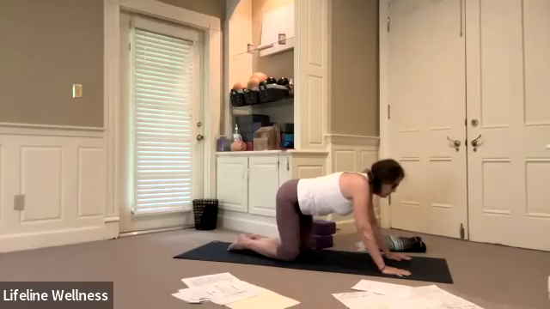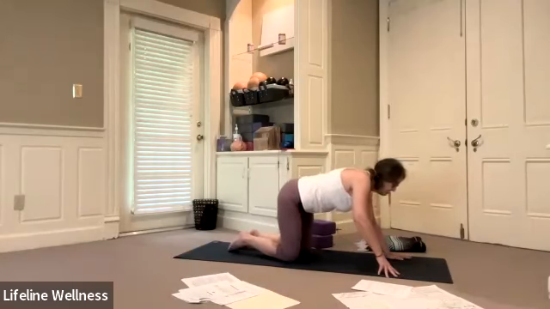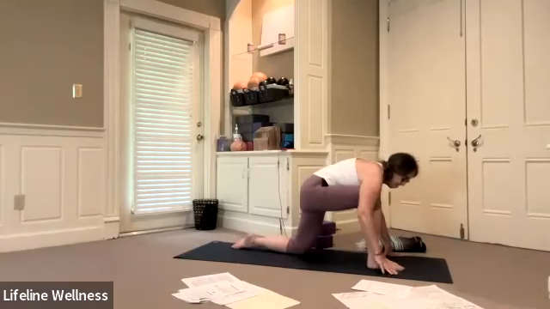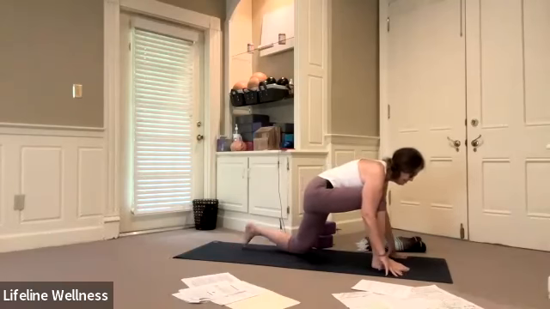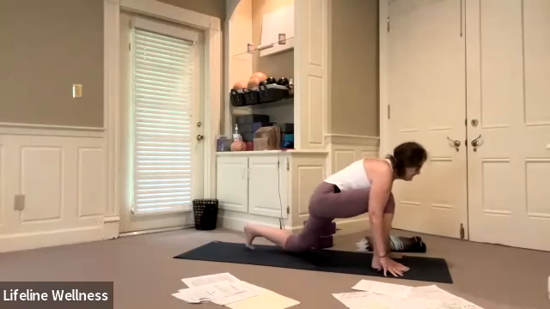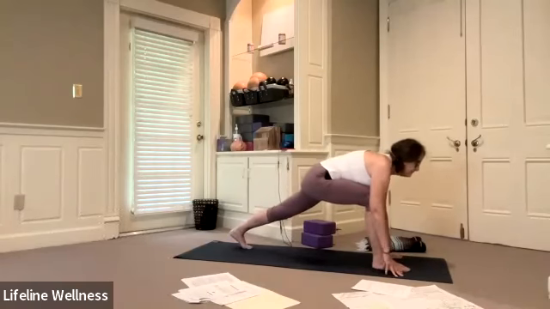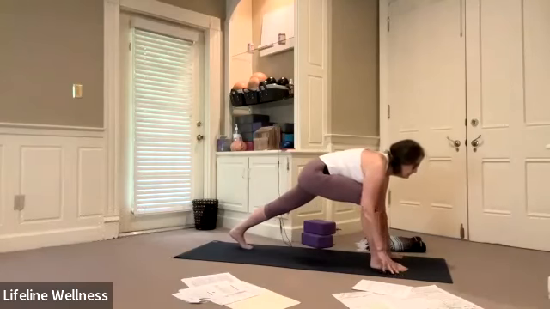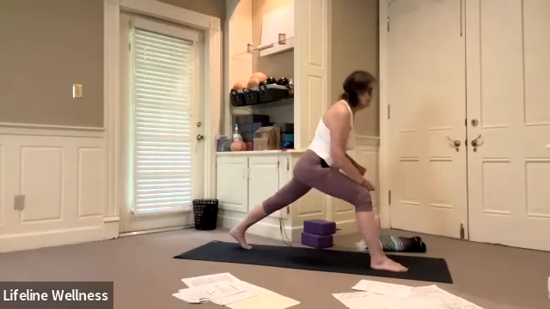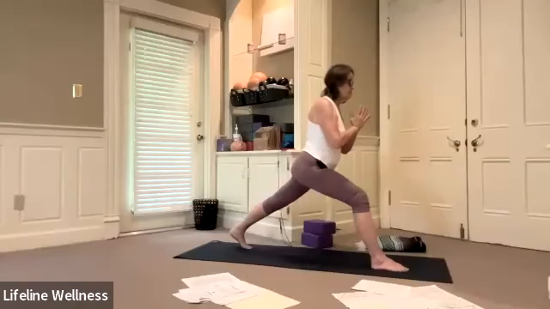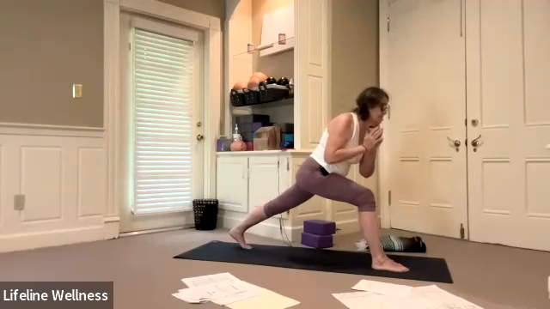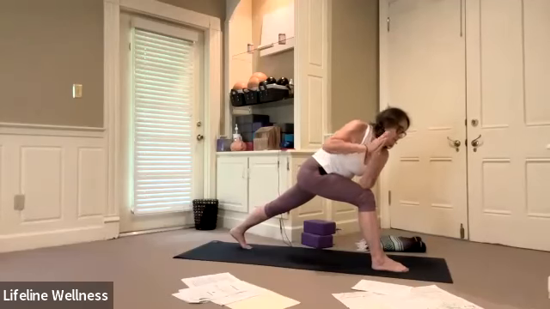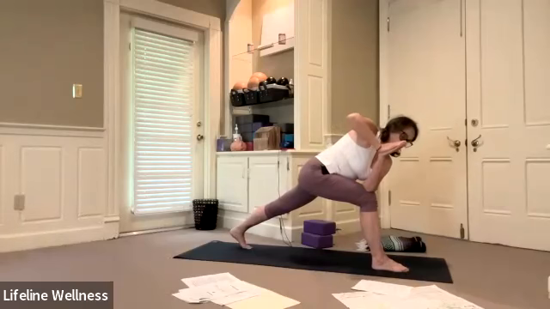Back up to table, and we're going to do that high lunge on the other side. Step the right foot forward. You can stay in a low lunge or a high lunge. It's your practice, it's your body. Tuck the back toe if you want to come up high. Find stability. Bring your hands to your heart. We're going to bring the left elbow to the right side. Finding stillness.